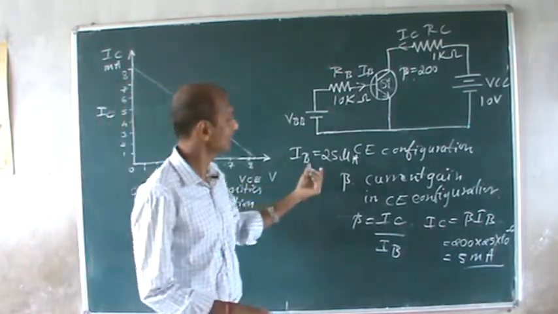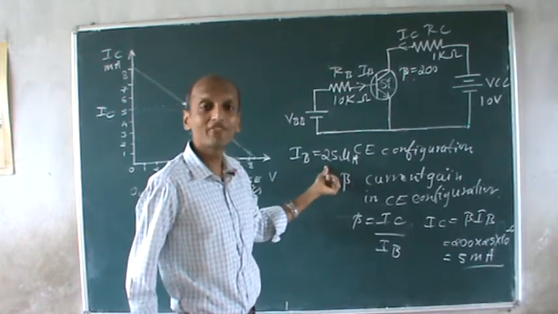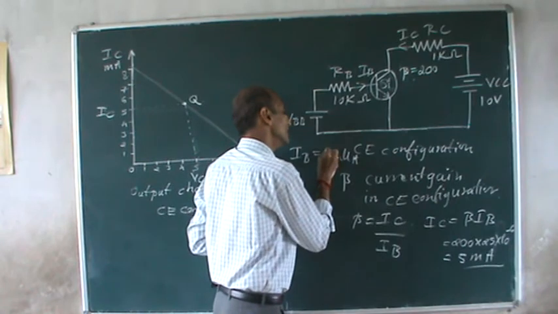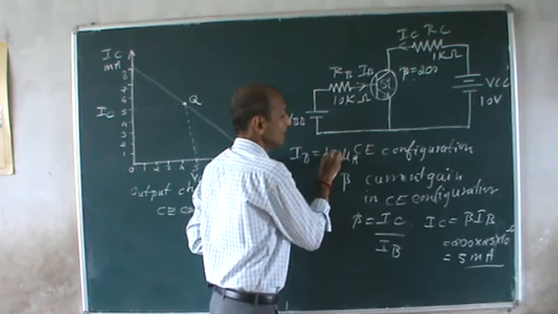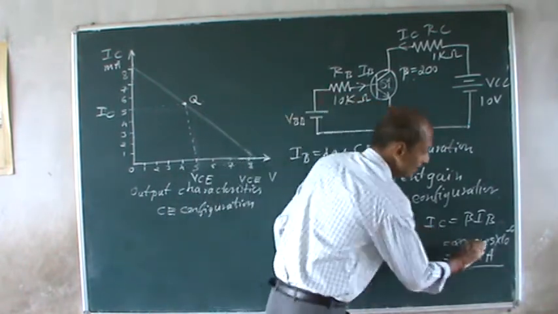Fine. If I take some different value for your IB, something like 40 microamperes, this will change the total calculation.